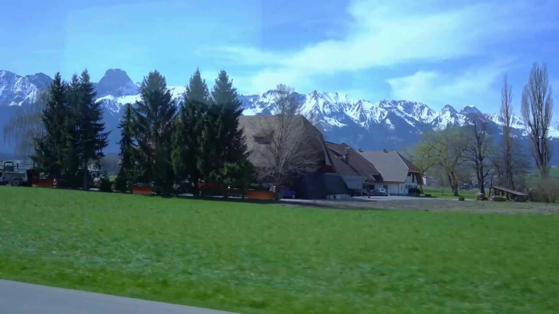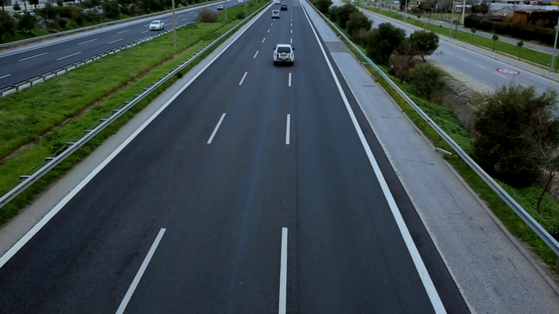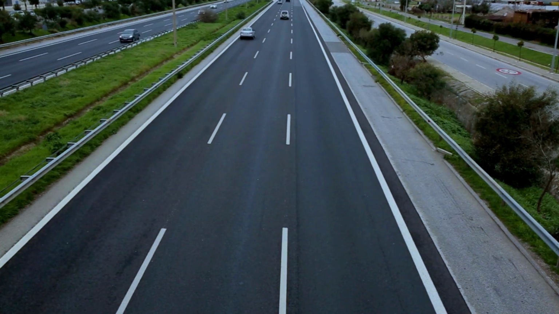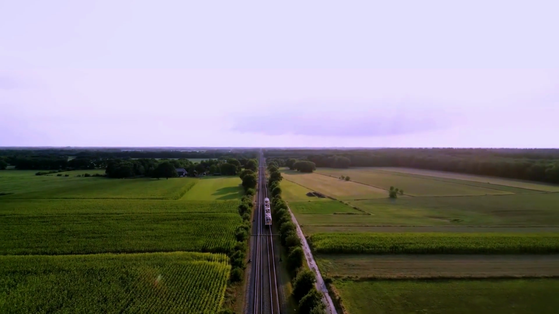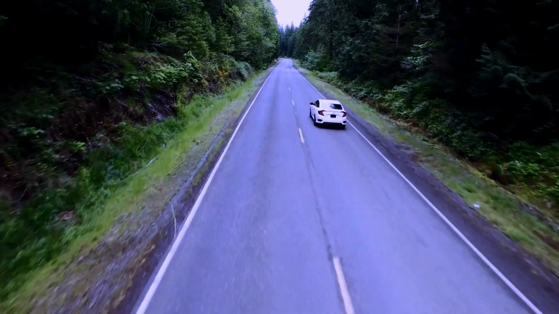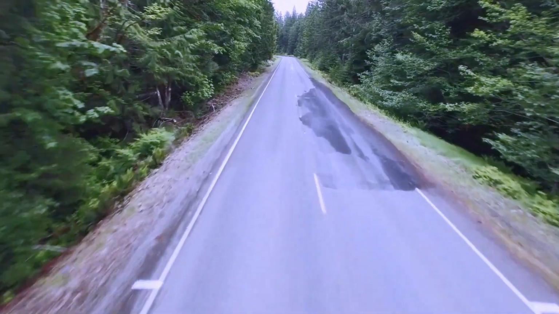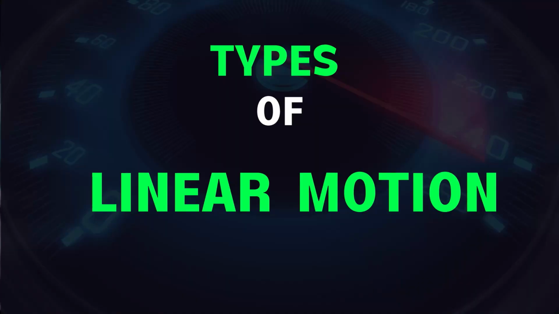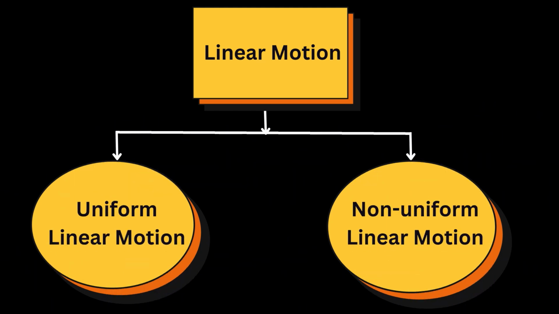This type of motion is often observed in everyday life, such as a car moving on a straight road or a train moving on a straight track. These are linear motions. But guess what? There are two subtypes. Let's take a closer look at the two subtypes. Types of linear motion: uniform linear motion and non-uniform linear motion. Let's see one by one.